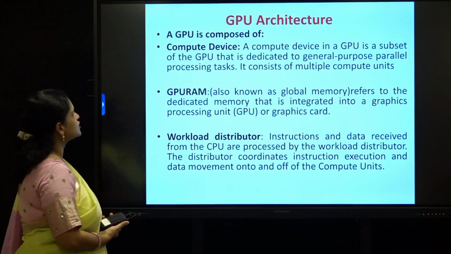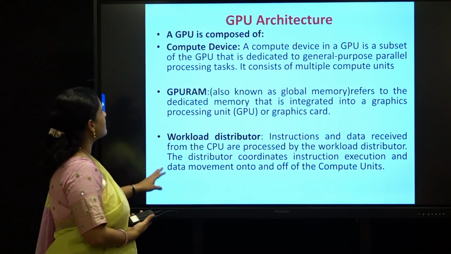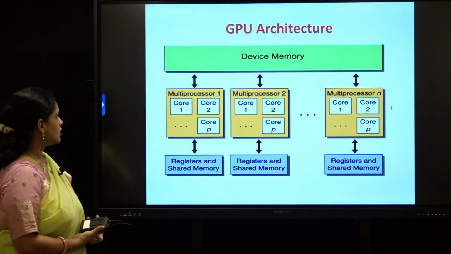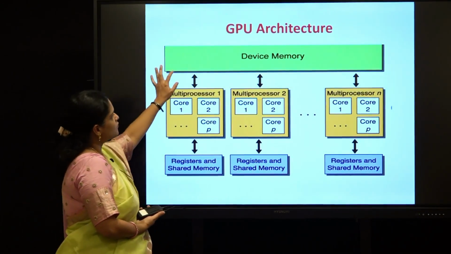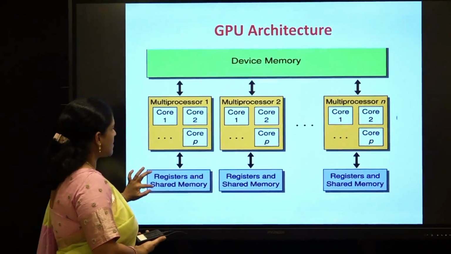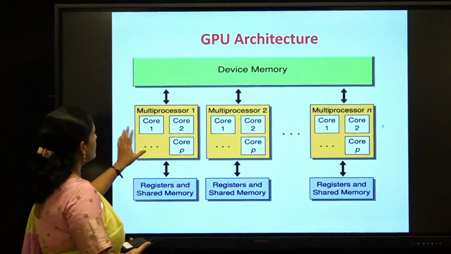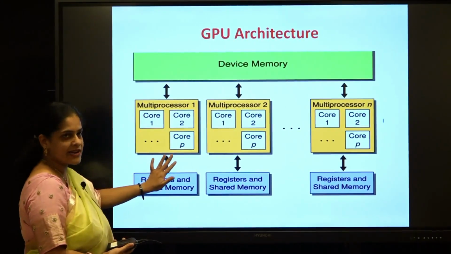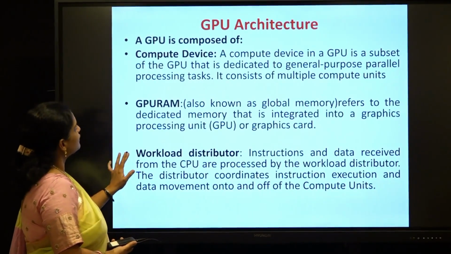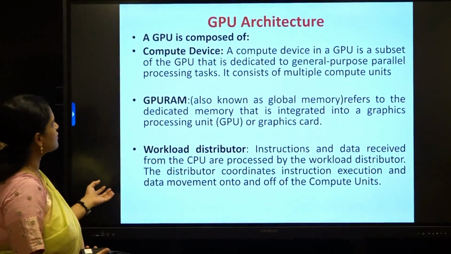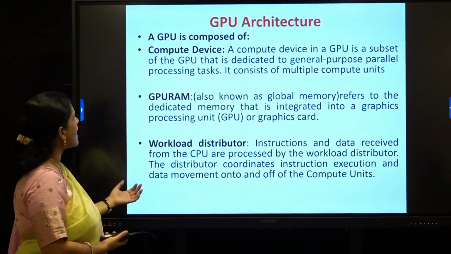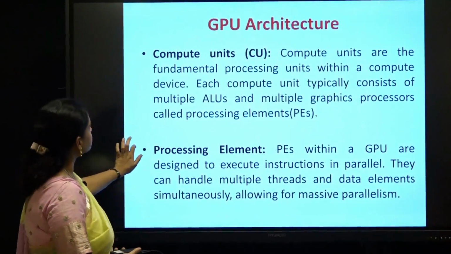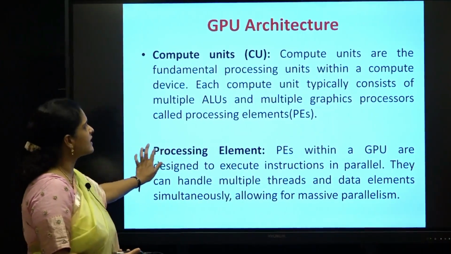If you take a GPU architecture, this is an architecture of a modern GPU which contains a device memory, registers and shared memory. You have multiprocessors where each processor has multiple cores internally present in it. If you see the composition of a GPU, it mainly contains different parts such as a compute device, GPU RAM, workload distributor, compute units and processing elements.